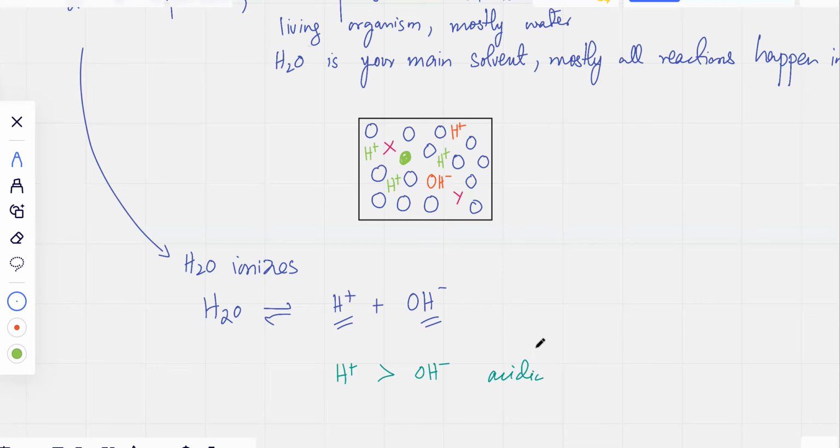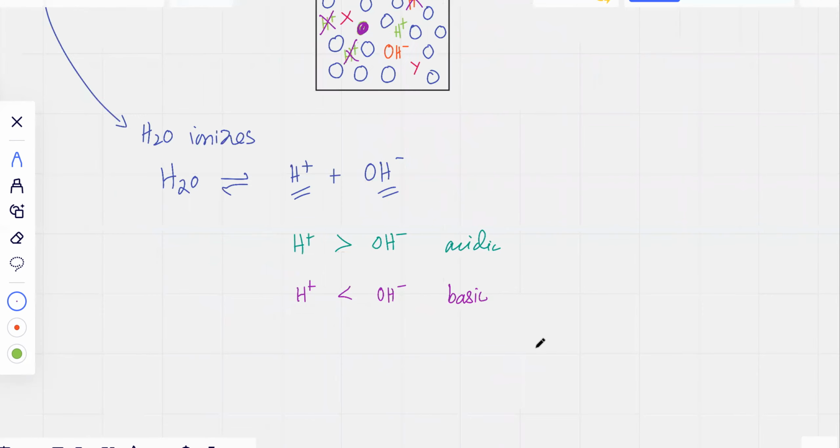Vice versa, what you could have done is you could have added a base. Let's say this is a base molecule. What does the base do? It removes the H+1 ions. So if it removes the H+1 ions, the quantity of H+1 ions would decrease, and the quantity of OH ions would go up. That is, your solution is now basic.